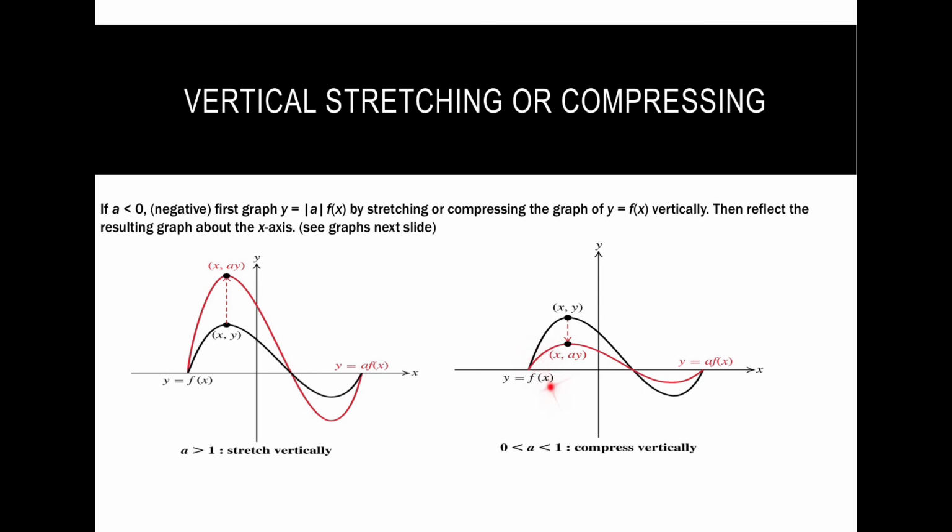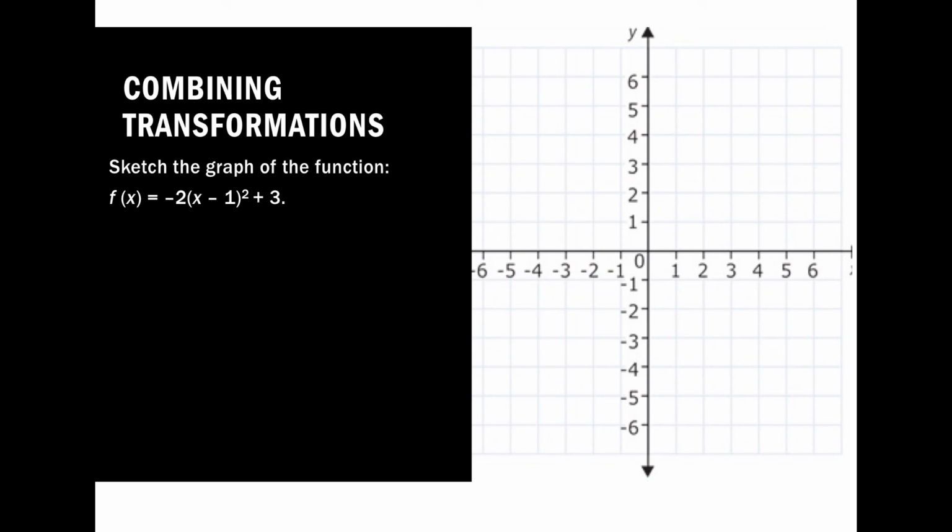And if it's a fractional value, it's going to compress it vertically. So it's moving it toward the x-axis, where here it's stretching it away from the x-axis versus compressing it toward the x-axis. That's when the a value that I'm multiplying is a fractional value that's less than 1, greater than 0. Great. Let's look at one last example here that we can apply all these to.